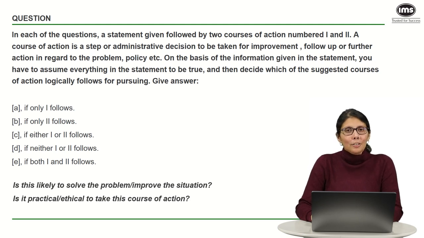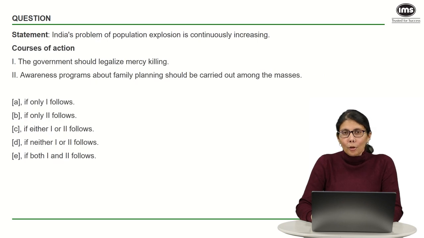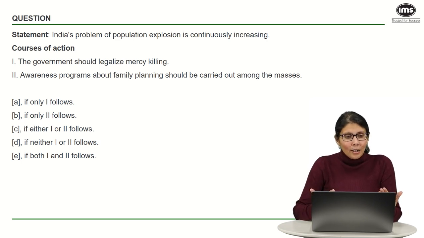Let's take a look at our first question. Take some time, pause the video and see if you can arrive at an answer. So let's take a look at what our problem statement is. India's problem of population explosion is continuously increasing. Most of us would know why this is a problem, because more people or more babies are being born. So, would it help to legalize mercy killing, which is our first option?